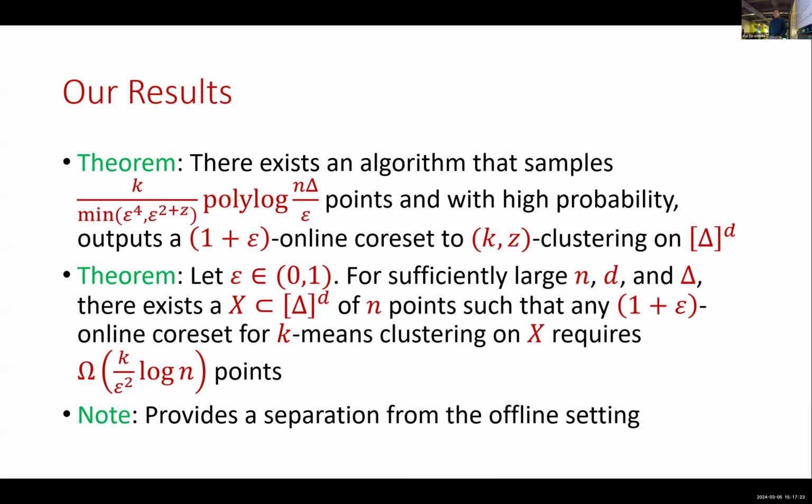So our results are actually saying that we not only get a core set, we output an online core set. And then we also show that any online core set for k-means requires k over epsilon squared log n points to sample. And this shows a separation because there are many works with core set constructions. Chris has work that says that you can get a core set with a number of points that's independent of n. There's this log n separation that is essentially the cost for capturing all prefixes.